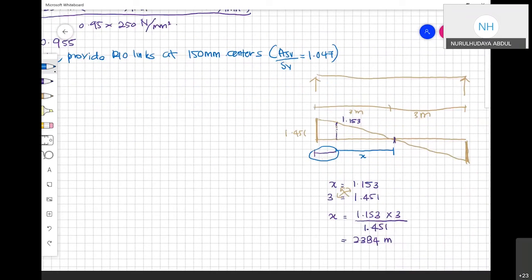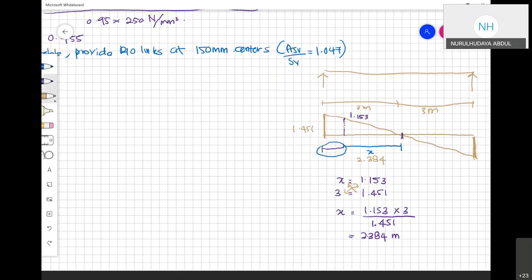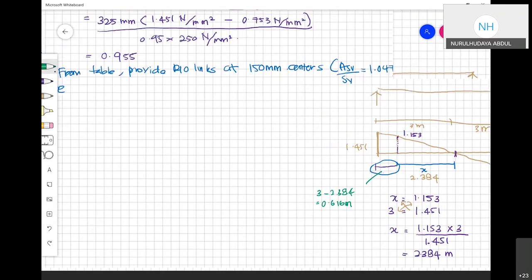So value kat sini adalah 2.384. Okay, and kita tahu half of beam ni adalah 3 meter. So value kat sini obviously akan jadi 3 minus dengan 2.384. Okay, itulah balance dia yang kita kena letak design link tu. So it is actually 0.616 meter. Okay, balance tu yang kita letak design link.